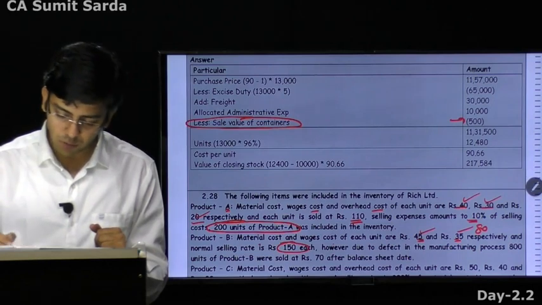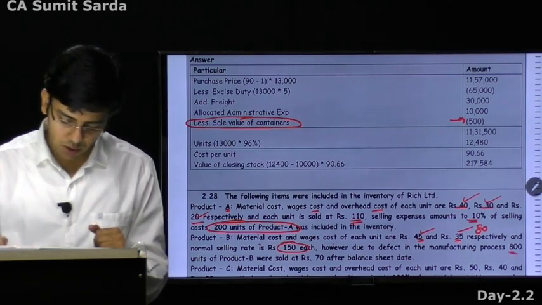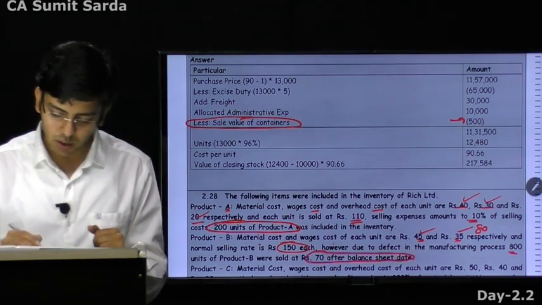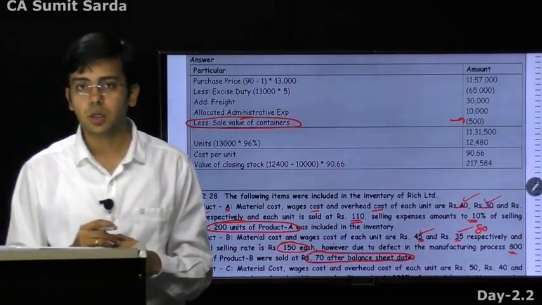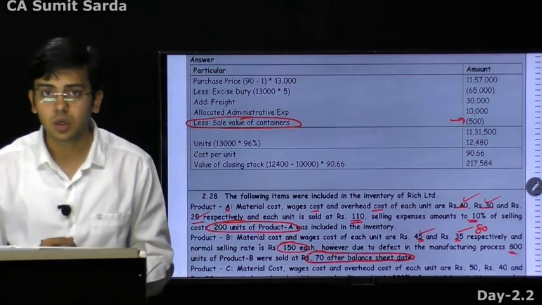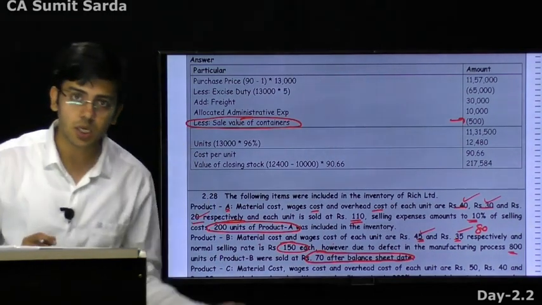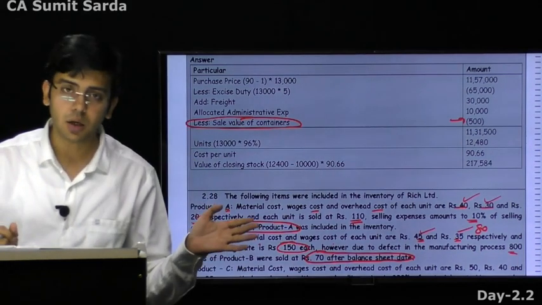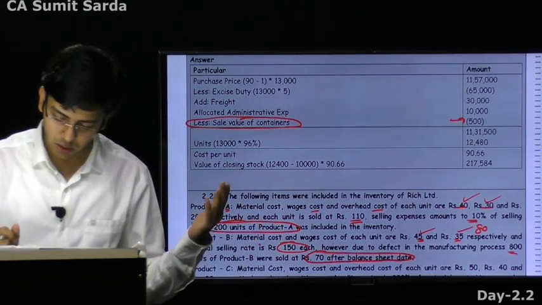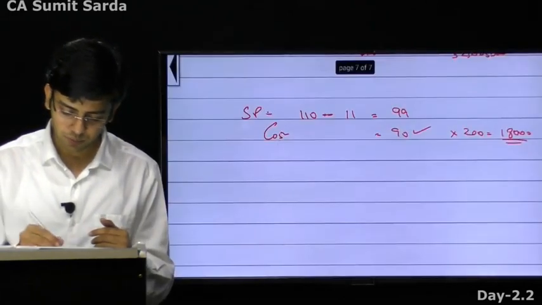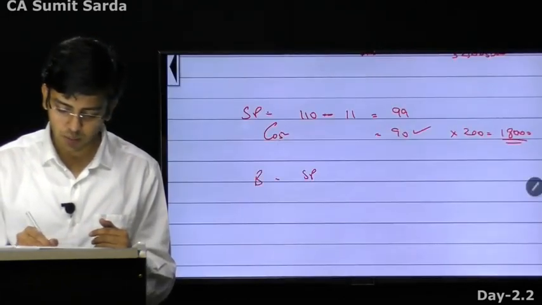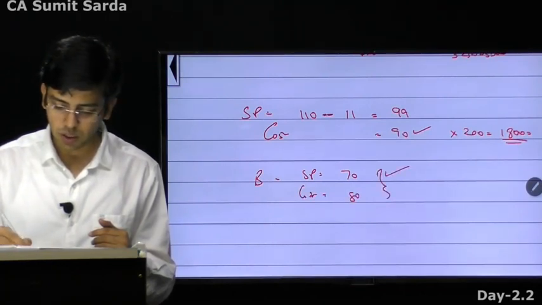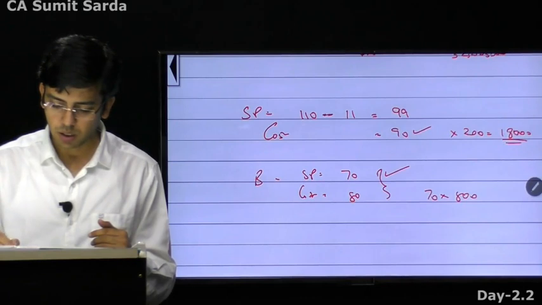However, due to defect in manufacturing, 800 units were sold at 70. What is the cost? 80. What is the NRV? 70. We are selling it at 70. Question is saying 70 multiplied by how many units? 800 units. So for B, the selling price is 70 and the cost is 80, whichever is lower, 70. So, 70 multiplied by 800 units.